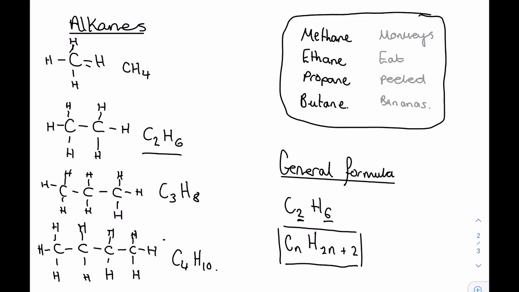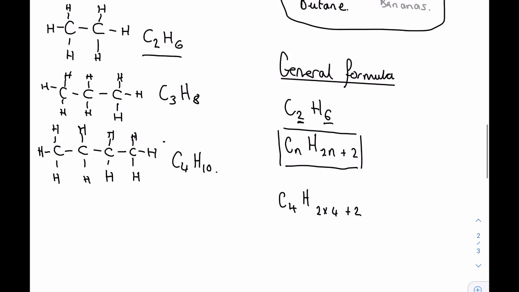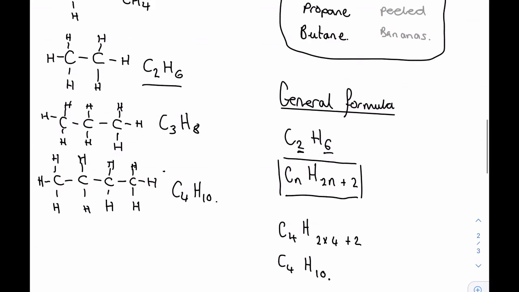So if I said a hydrocarbon with 4 carbons, how many hydrogens would there be? Well, you'd do 2 times 4 plus 2. So therefore you would have C4H, 2 times 4 is 8, plus 2 is 10. And that links to that one, that butane.